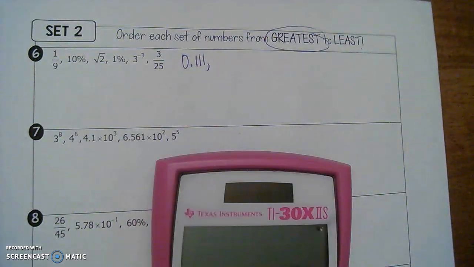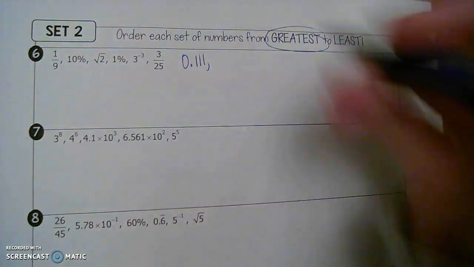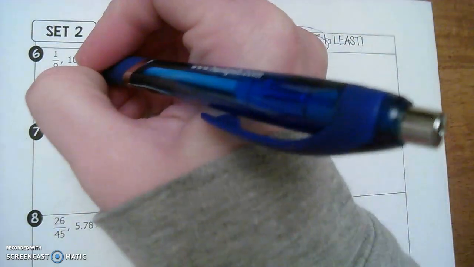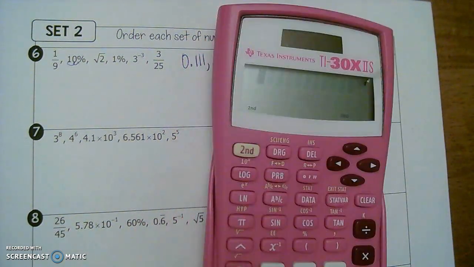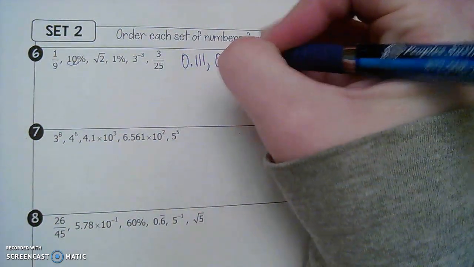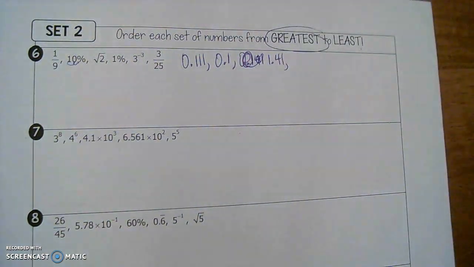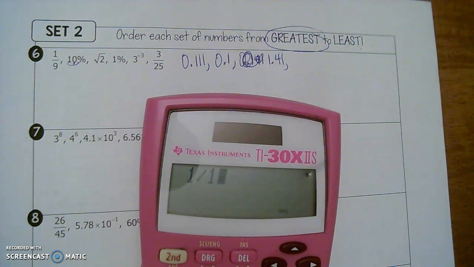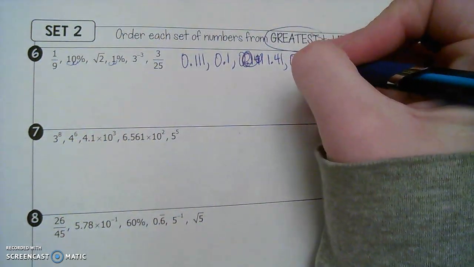10%, you have two options. 10 divided by 100, remember percent means out of 100, to get 0.1. You also can put the decimal in at the end and move left twice. The square root of 2, second squared button to get square root 2, 1.41. 1%, so same thing. You can do 1 out of 100, or again, you can move the decimal to the left twice, 0.01.